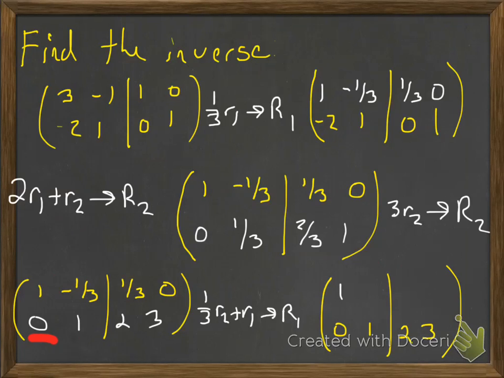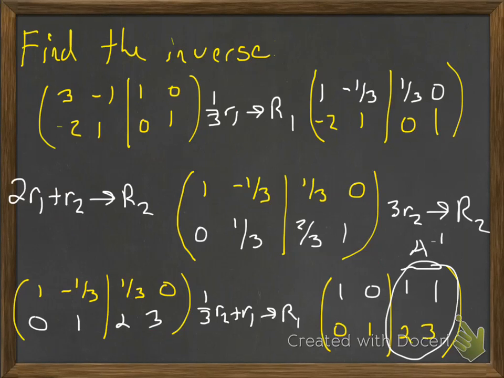0 times 1/3 is 0, added to 1 is 1. 1/3 times 1 is 1/3, added to the negative 1/3 is 0. Okay. 1/3 times 2 is 2/3, added to 1/3 is 3/3, which is a whole. And then finally, 3 times 1/3 is 1, added to 0 is 1. This right here, the 1, 1, 2, 3, that is now my inverse matrix. That is A inverse. Okay.